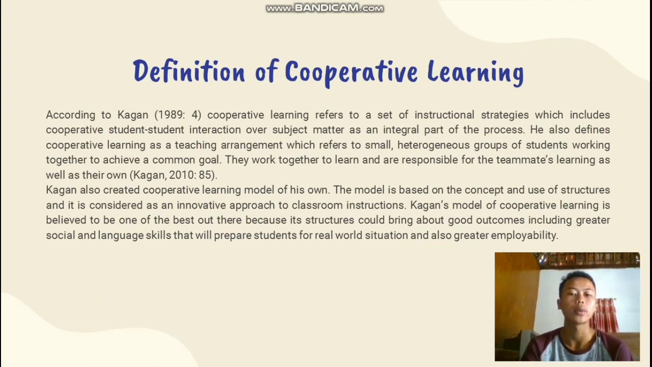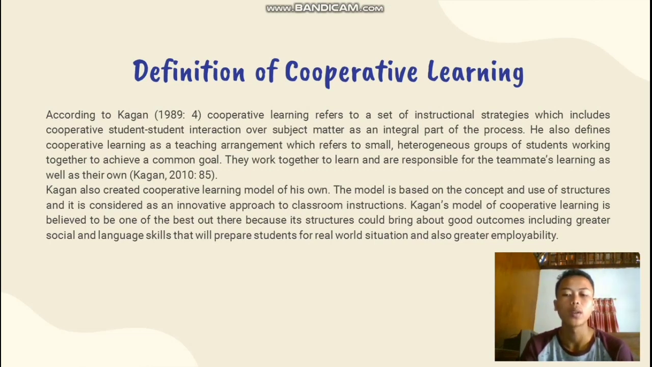According to Kagan, cooperative learning refers to a set of instructional strategies which includes cooperative student interaction over subject matter as an integral part of the process. He also defines cooperative learning as a teaching arrangement which refers to small, heterogeneous groups of students working together to achieve a common goal. They work together to learn and are responsible for the teammates' learning as well as their own.